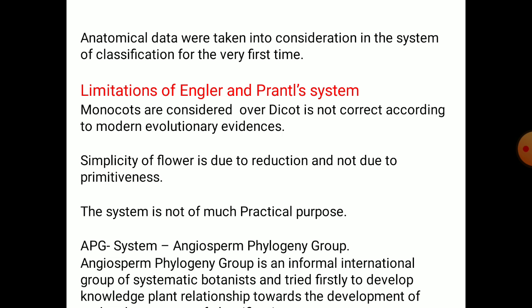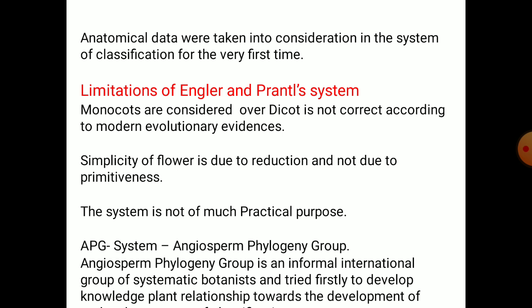But the simplicity of the flower is not due to reduction; it is due to primitiveness as such. The system is not of much practical purpose, right? If it can directly focus on the light, it can directly focus on the entire evolutionary sequence. How can we get the evolutionary point of view, how can we get the particular character that can have the ancestral importance regarding evolution, the so-called paleontological evidences? So it is not good for practical purposes.